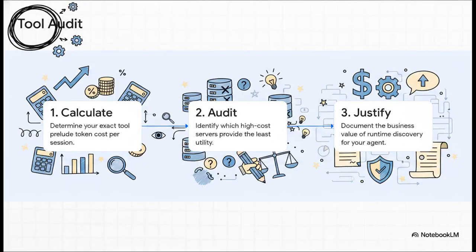Your roadmap starts right here with a simple 3-step tool audit. First, calculate. Find out your exact tool prelude cost. Don't guess, actually measure it. Step 2, audit. Go through your tools. Which servers are the most expensive in terms of tokens, and which ones provide the least utility? You gotta be ruthless. And step 3, justify. Write down, for your own team, the specific business value of runtime discovery for your agent. If you can't make a strong case, it might be time to rethink things.